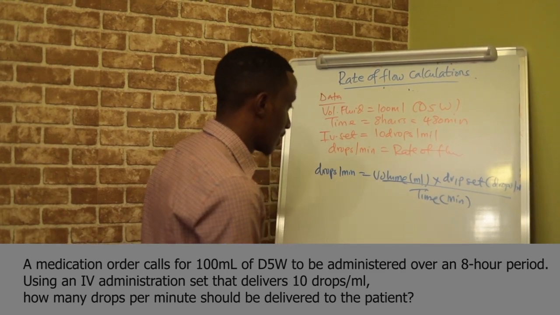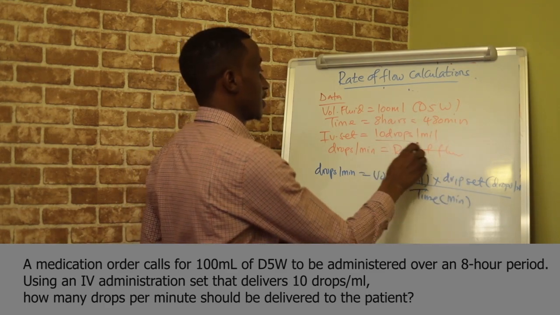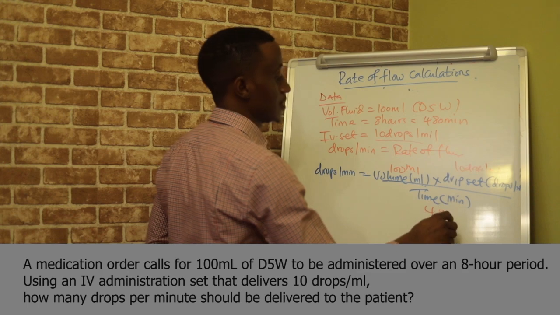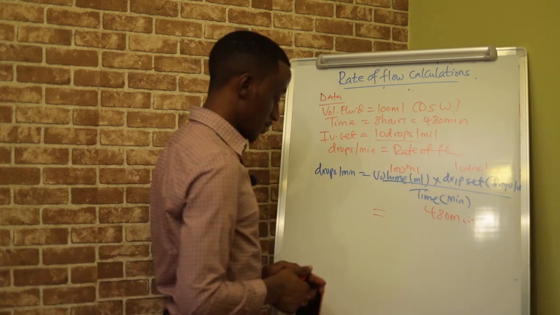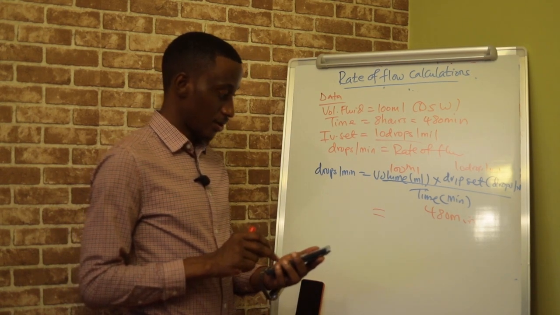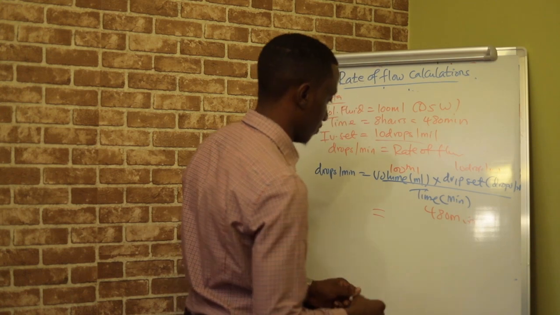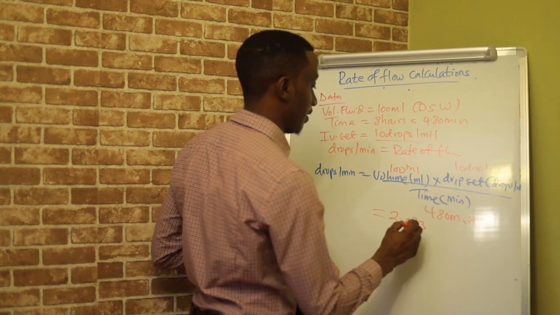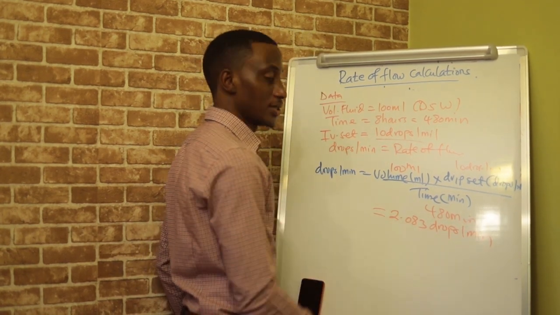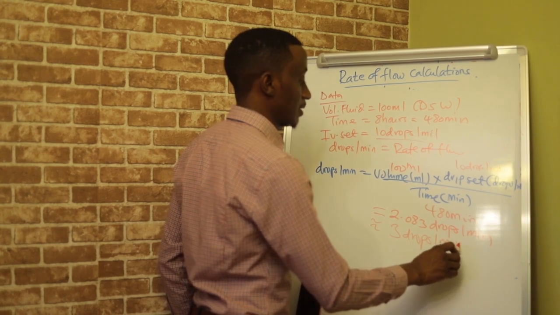So having known that, what is the volume here? The volume is 100 mils. Then the drip set delivers 10 drops per mil, and time is 480 minutes. So drops per minute, this is 100 times 10 divided by 480, that is 2.083 drops per minute. So practically we have no 2-point drops. So these are approximately equal to 3 drops per minute.